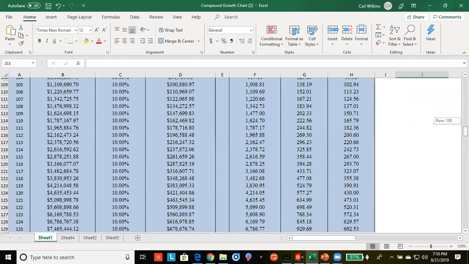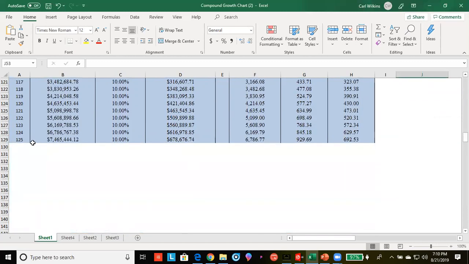All right, so if we're a little bit more patient, this chart actually goes all the way up to 125 trades. So you're looking at 7.4 million. Absolutely phenomenal. I love it. That's why I love what I do.